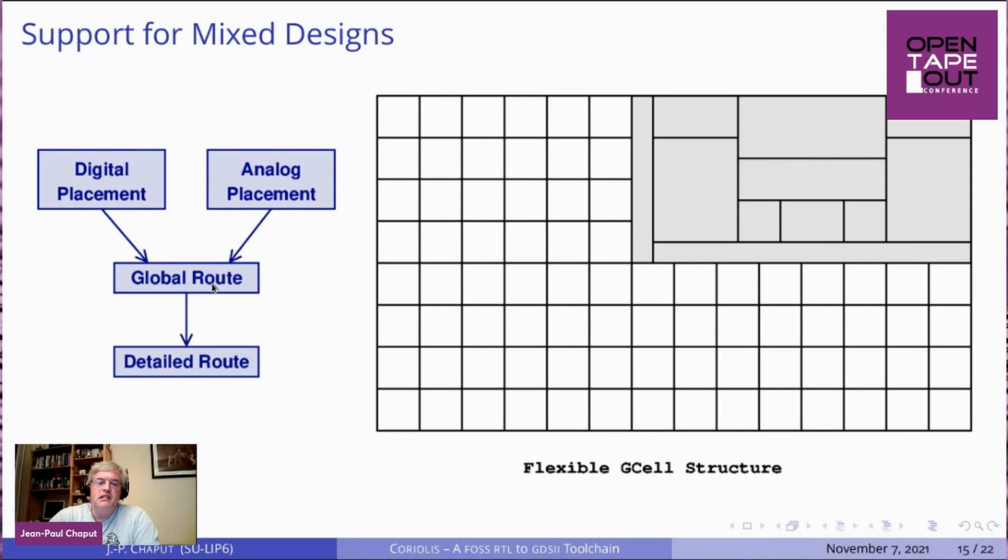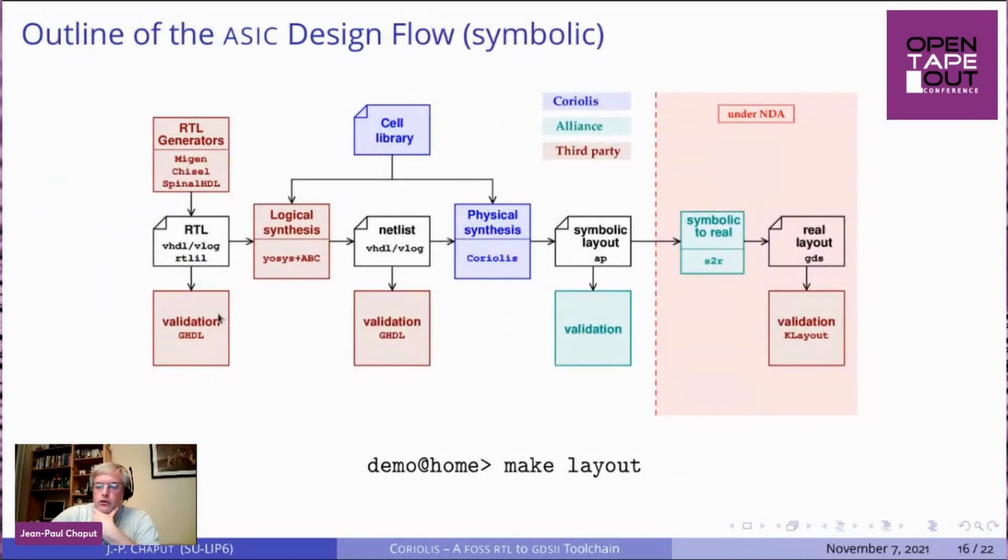The interesting thing is that the global router is just the same for the analog part and for the digital part. We route with the same router, which is able to handle analog constraints. For example, you can request the global router to perform symmetric routing. You have two nets that you want to be routed symmetrically. You can do that with Coriolis. And the detailed router, of course, follows the same rules. It can route symmetrically. So I will go quickly over that.